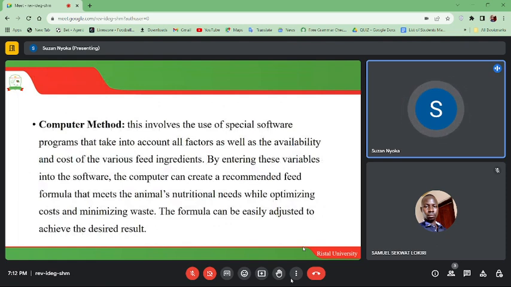And next is the computer method. This involves the use of special software programs that take into account all factors as well as the availability and cost of various feed ingredients. By entering these variables into the software, the computer can create a recommended feed formula that meets the animal's nutritional needs while optimizing cost and minimizing waste. The formula can be easily adjusted to achieve the desired results.